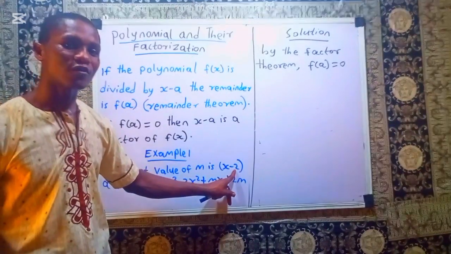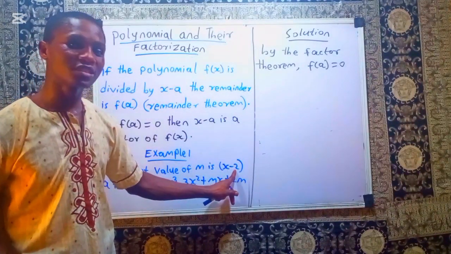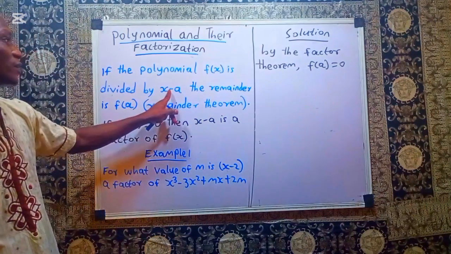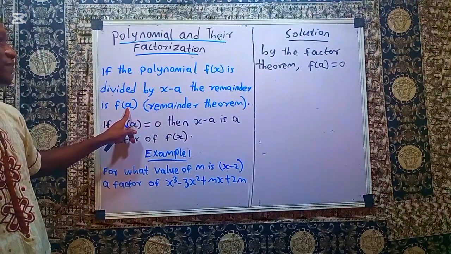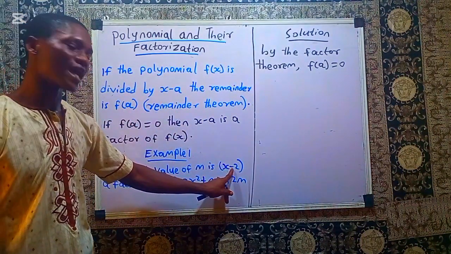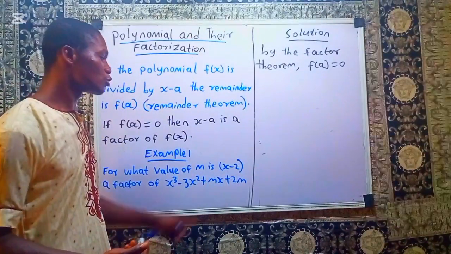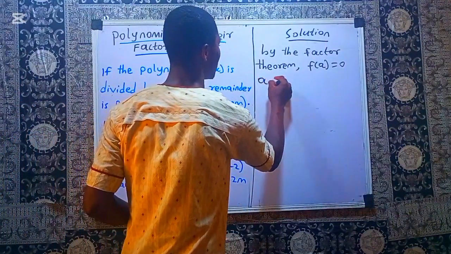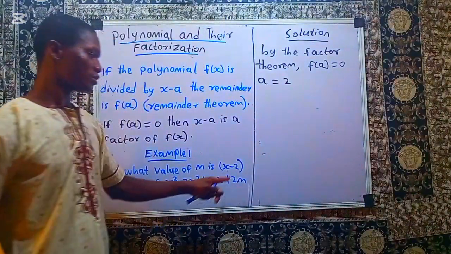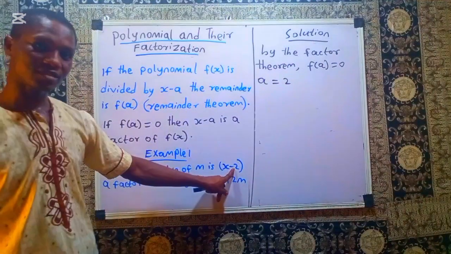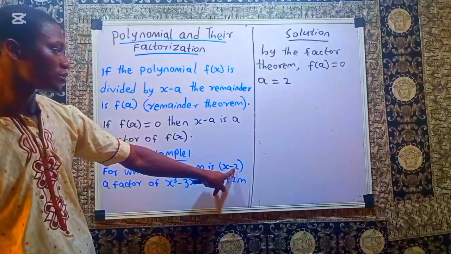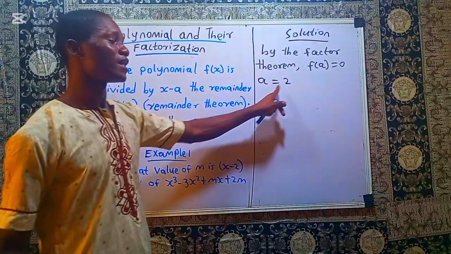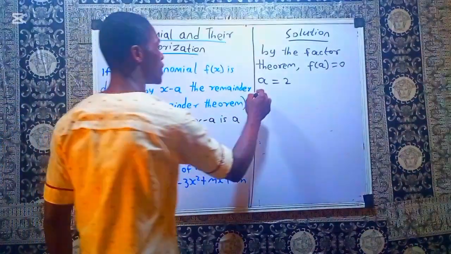If you change the sign of minus 2, you are going to have what? Positive 2. Just in the theorem, we change the minus a to positive a. So we are going to change the sign of this quantity. Our a in this case is 2. You change the sign from minus to plus, so positive a. So our a is 2, and we are going to do f of 2.